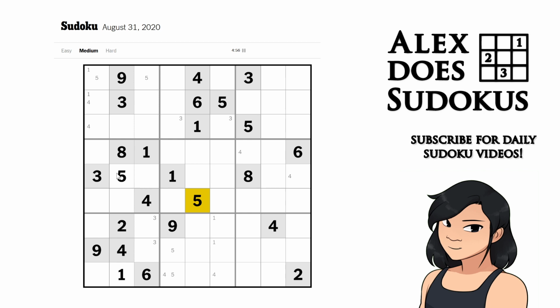But yeah, using these 2 5s now, we can lock another 5 over here. And these 2 5s locks another pair of 5s down there. And I think that is now all the 5s I can pencil mark in. So let's move on to 6s.